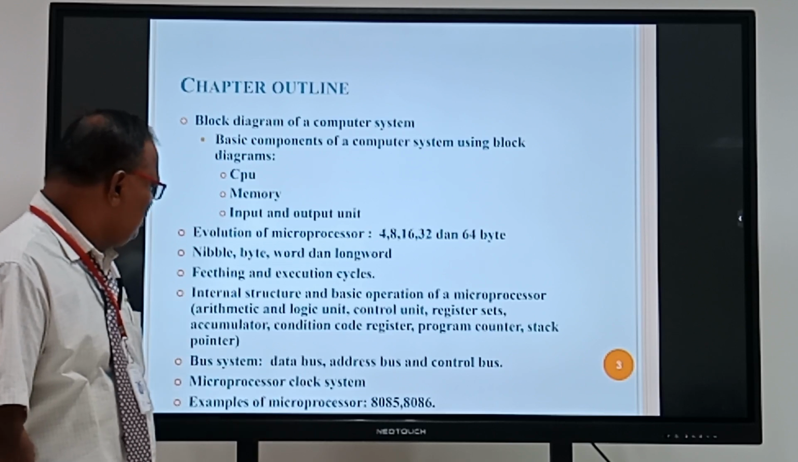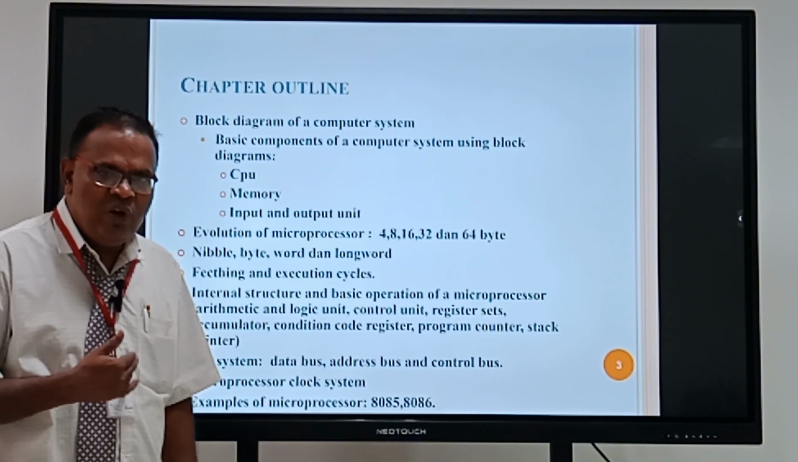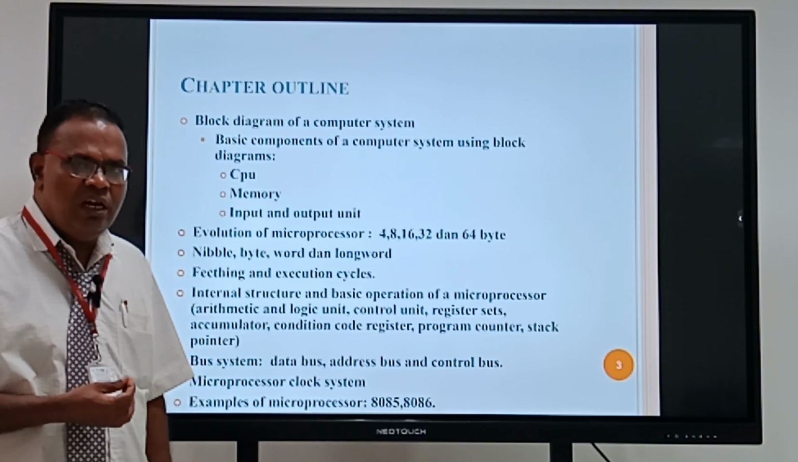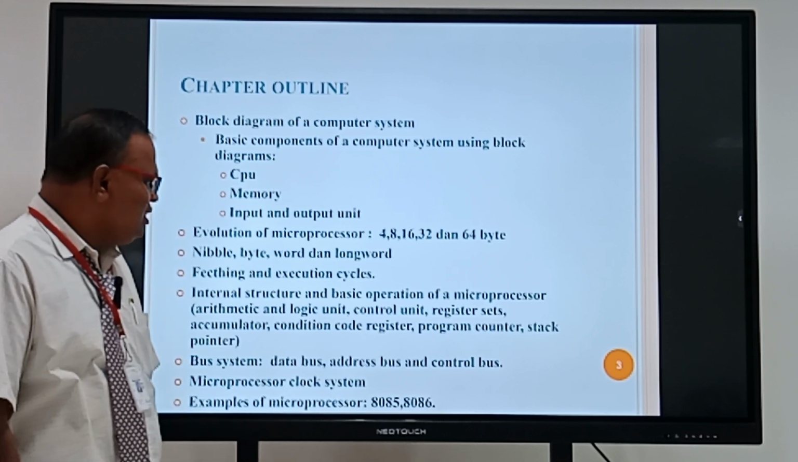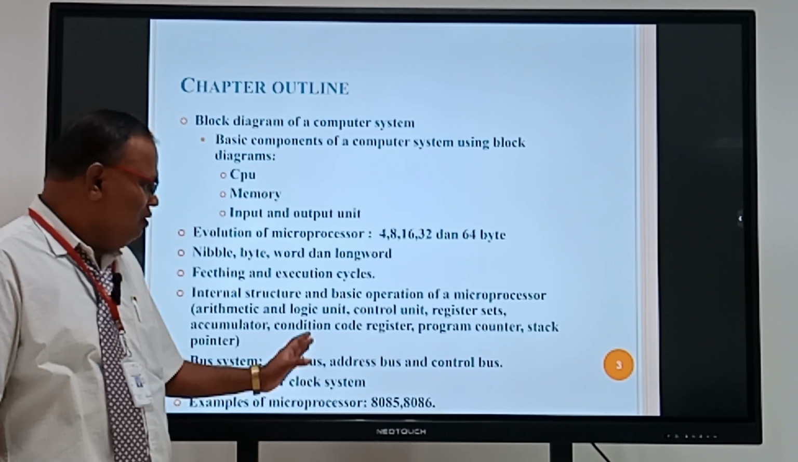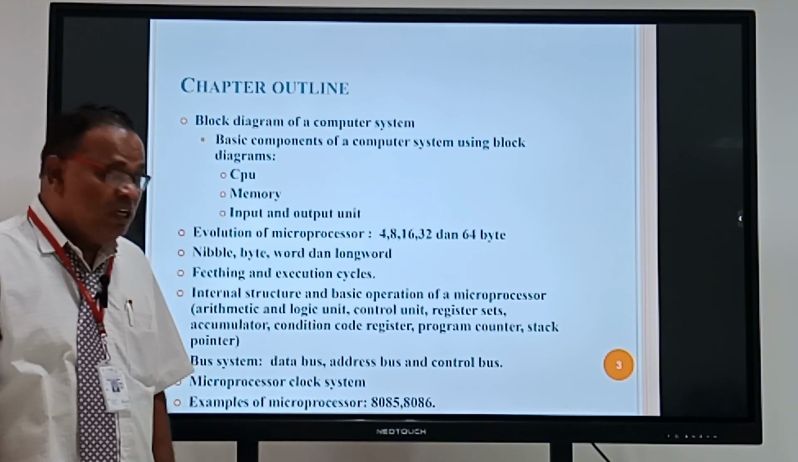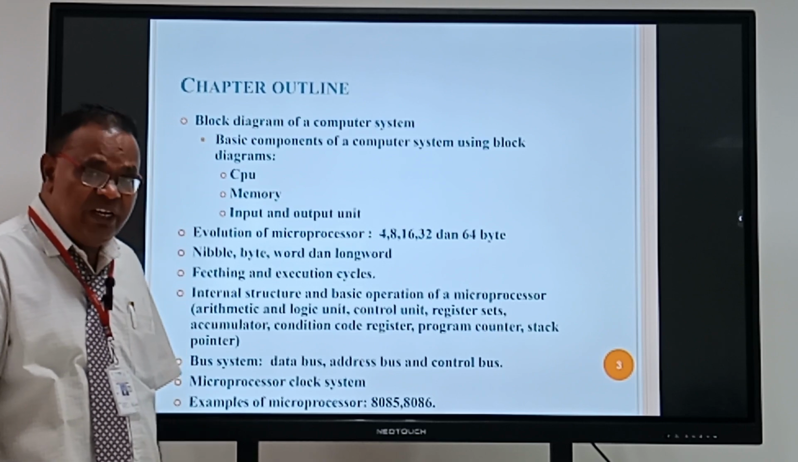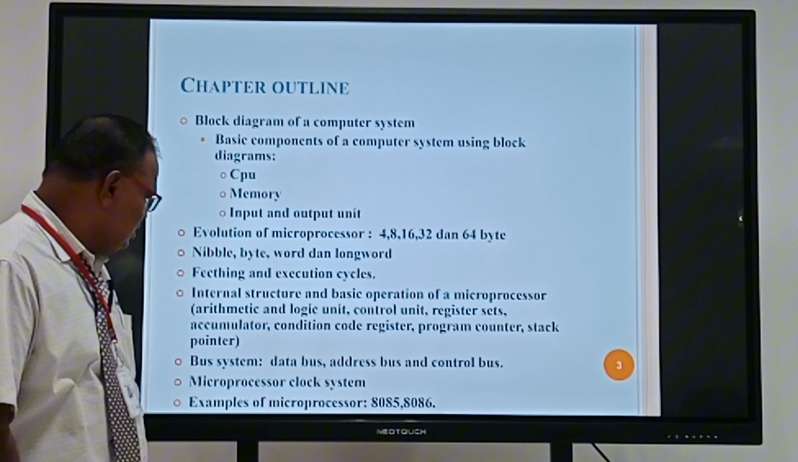Fetching and execution of the cycle. During programming time, we have to fetch and execute the data using these different microprocessor systems. And the internal structure and basic operation of the microprocessor use the control unit, arithmetic and logic unit, memory interfacing devices, program counters, stack pointers, and different flags. We are using these as the internal structure of the system.